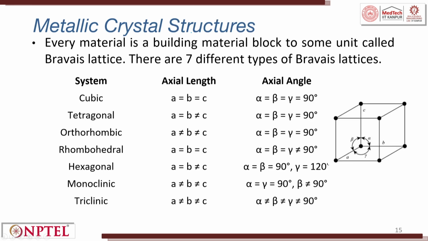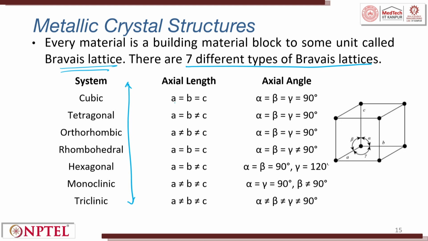Metallic crystal structure: there are 7 different types of Bravais lattice. There are many, but these are the fundamental 7. Every material is built from building-block units called Bravais lattices. So there are 7 different types of Bravais lattice, and this 7 is important. It's good that you understand and you can also memorize.